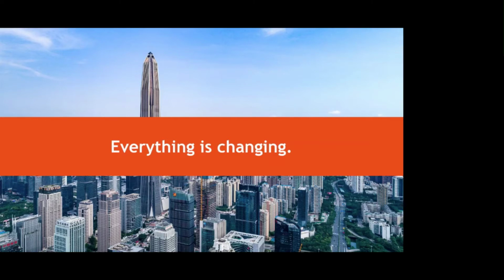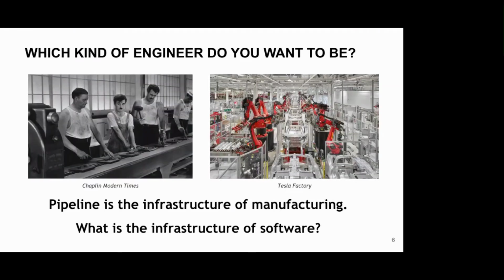So in this situation, we have to face different problems. We cannot only refer to the traditional industries' methods. We have to find our own way to build software in the software industry. So which kind of engineer do you want to be? These are two pictures. On the left is Modern Times, where the pipeline is driving the engineer, and we cannot stop.